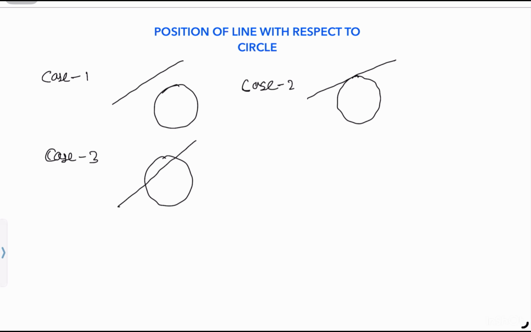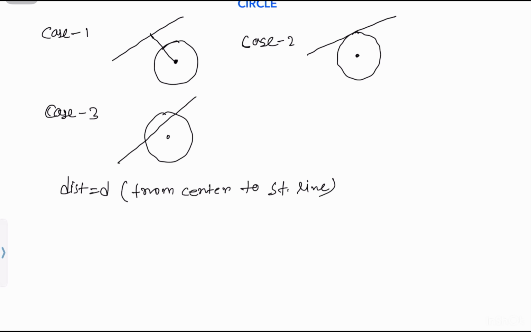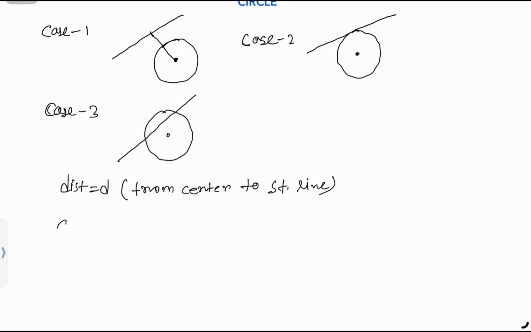Now observe one thing. This is our center for each case. If I find the distance from the center to the line, I can find the case easily. I assume d is the distance between the center and the straight line. Case 1 says that the line is outside our circle. That means the radius of the circle is less than d. That means this distance should be greater than the radius.